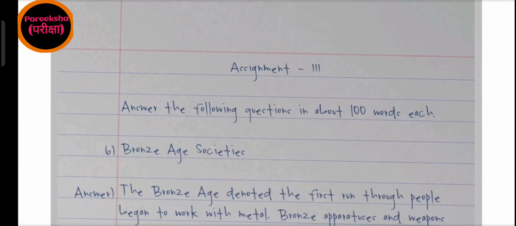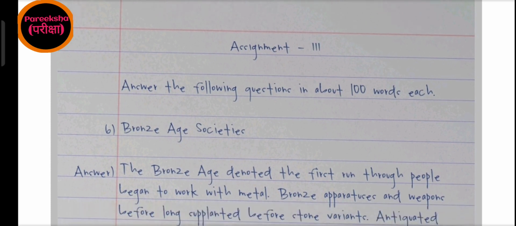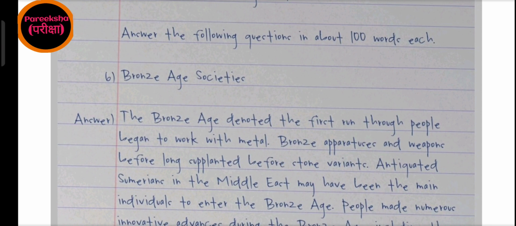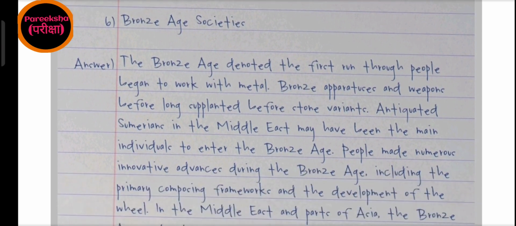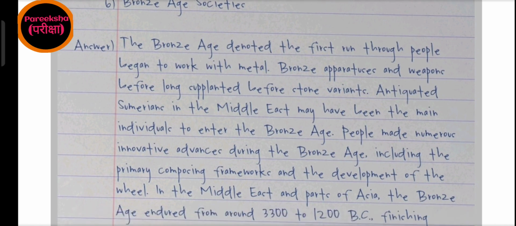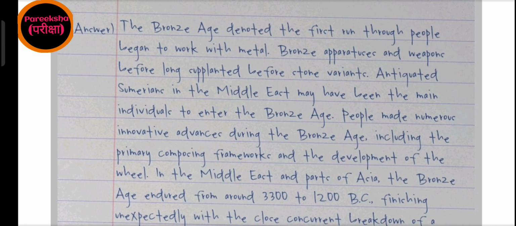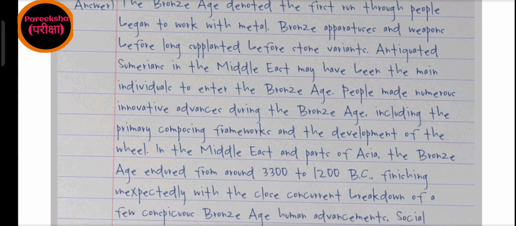Then comes assignment 3. In this there are a total of 5 questions. In this you have to write 100 words each, in which you can write 1 page approx. Bronze Age society. What was Bronze Age society? The Bronze Age denoted the first time people began to work with metal, bronze apparatus and weapons before the stone variants. So you can write about the weapons, what type of weapons they used.